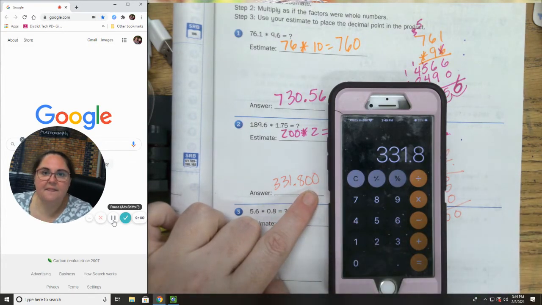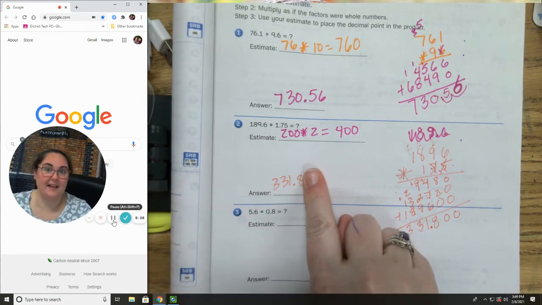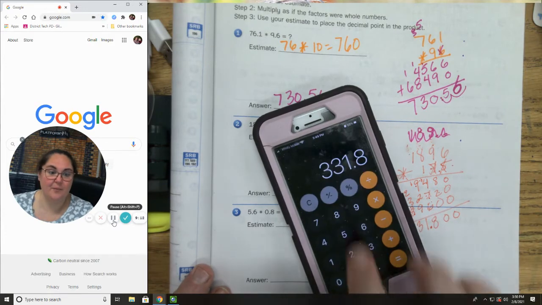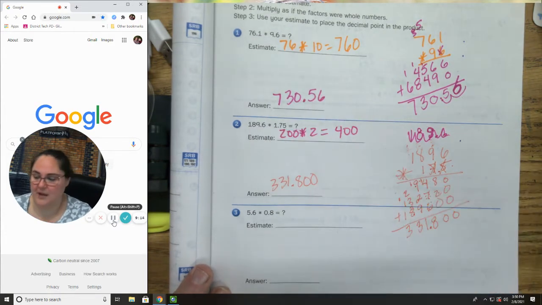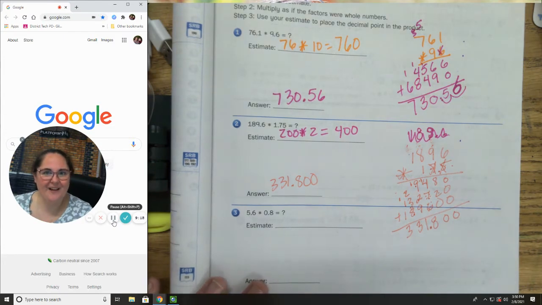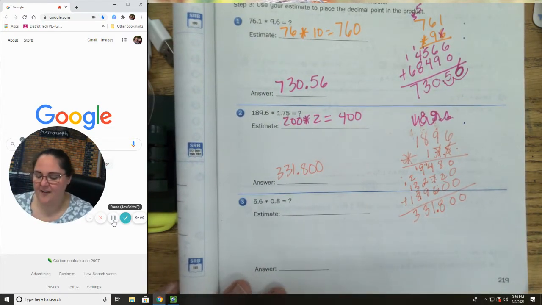So that is okay. When you actually write this number, if it's a 0, you can pretend like it's not there. Absolutely. But I didn't want you to get confused by counting the number of spaces. That's why I wanted to show you that, okay? So your answer right here should be 331.8. And number 3, 5.6 times 0.8.